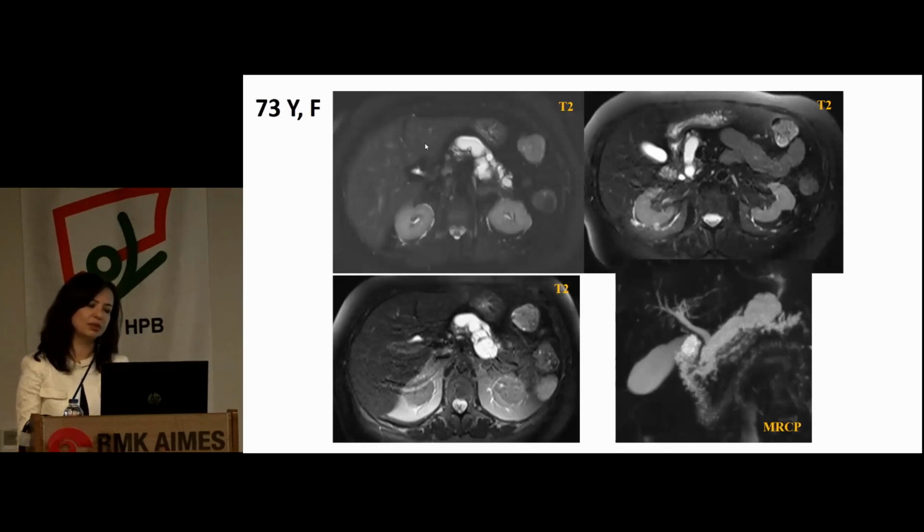Here you can see a patient with mixed type IPMN. There is main ductal dilatation. It is more than 1 centimeter. So this is our first high-risk stigmata.